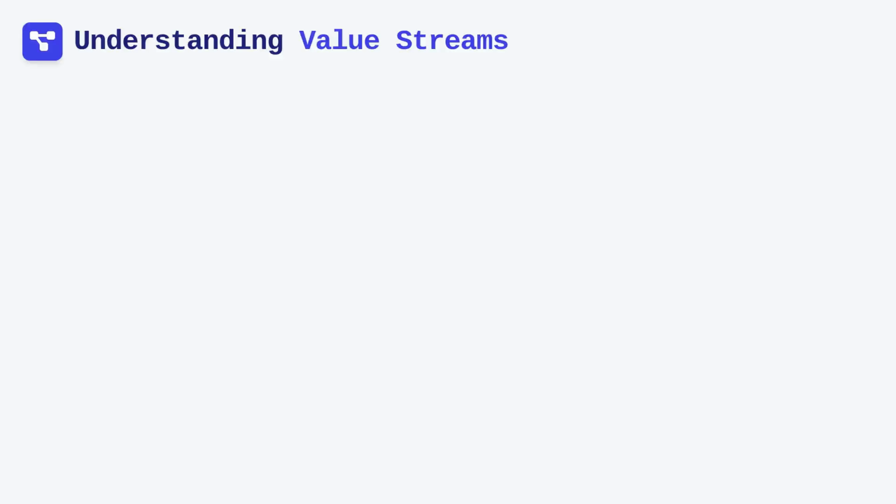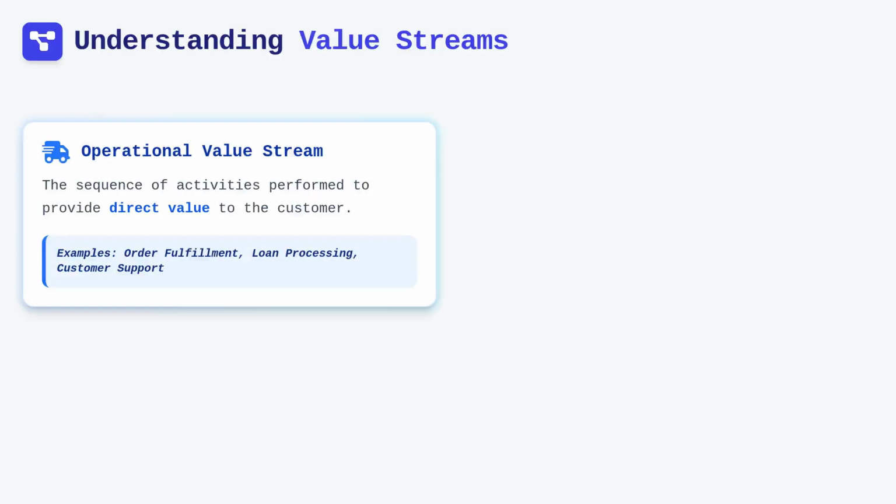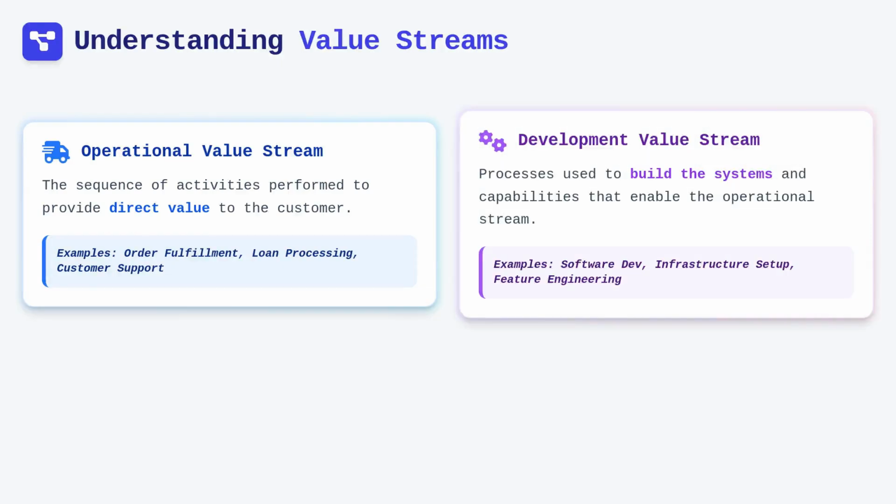To understand the mechanics of value streams, we must first distinguish between operational and development value streams. Operational value streams represent the sequence of activities an organization performs to provide value to a customer, such as order fulfillment or loan processing. In contrast, development value streams are the processes used to build the systems and capabilities that enable those operational value streams.